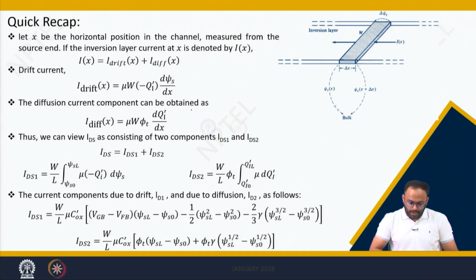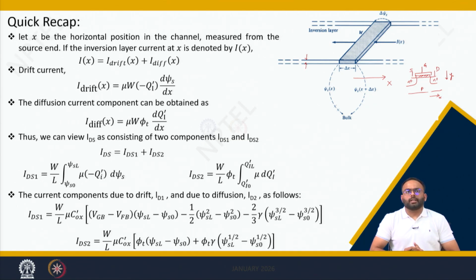Let us do a quick recap. We started our analysis by considering that the thickness of the inversion region is infinitesimally small. We said that at any position in x, considering this is the x direction, this is the n plus source, this is the n plus drain, this is the p type body, oxide, gate, source, drain, and this is the y direction.